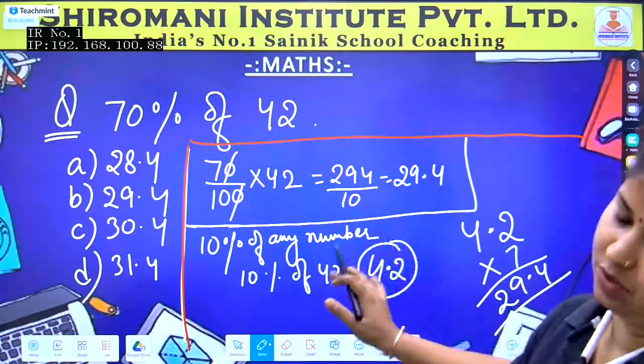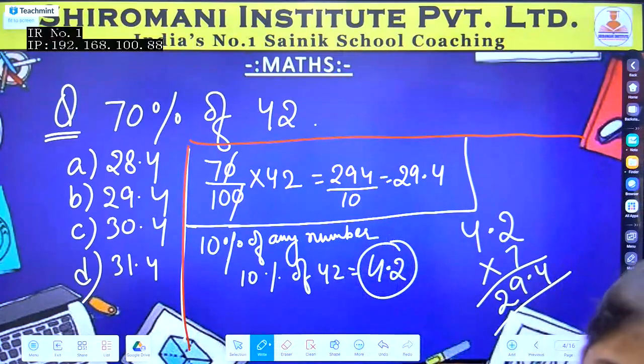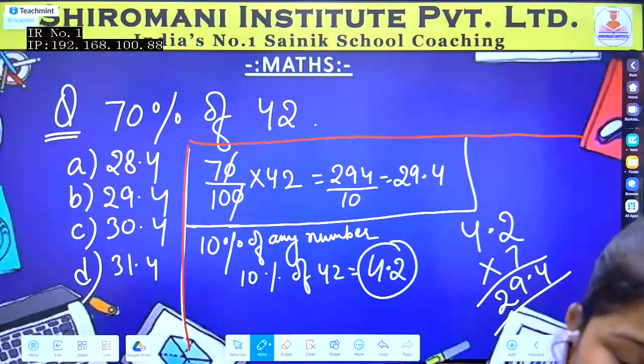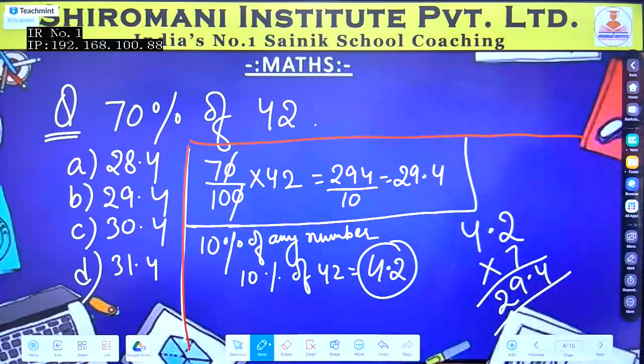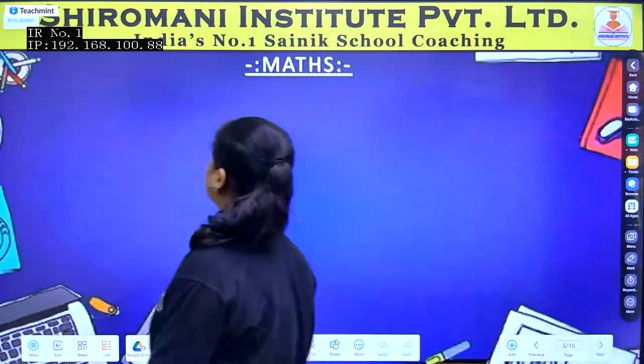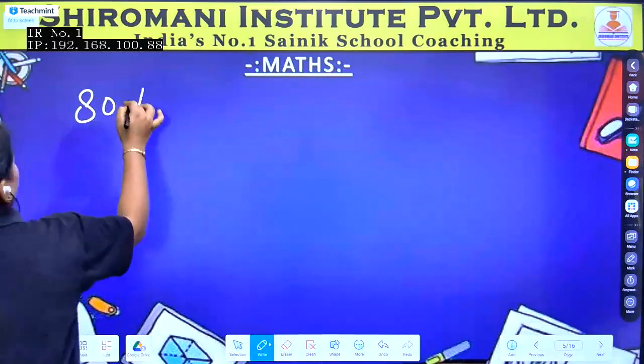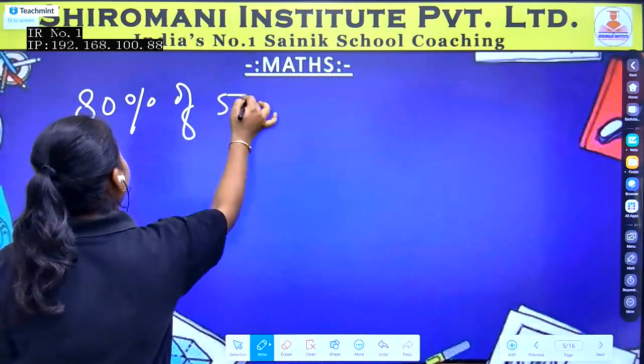Any doubt in this one? Do ask me, beta. Raise your hand. Okay, if no doubt, then I'm giving you the same type of question once more. Ma'am, this time can you give a 1 minute poll? No, you have to increase your speed. I don't have to increase the time limit. 80% of 56.